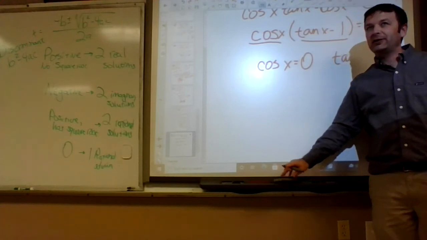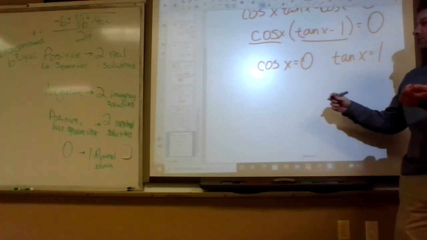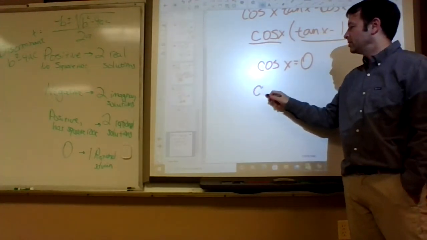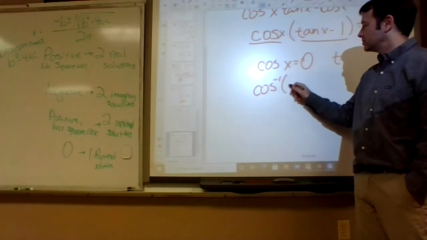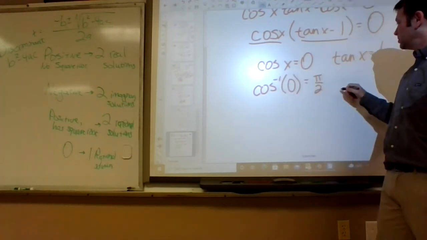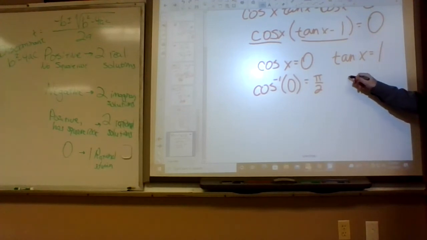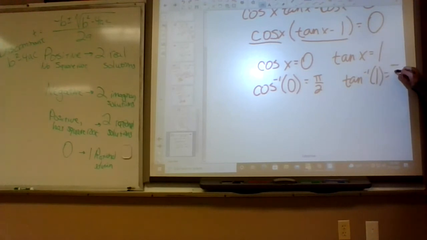So switch your calculator to radians and then hit cosine inverse of 0. That's 1/2 pi, so pi over 2. What's tangent inverse of 1? Should be pi over 4. I'll write it down. So plug that in the calculator.